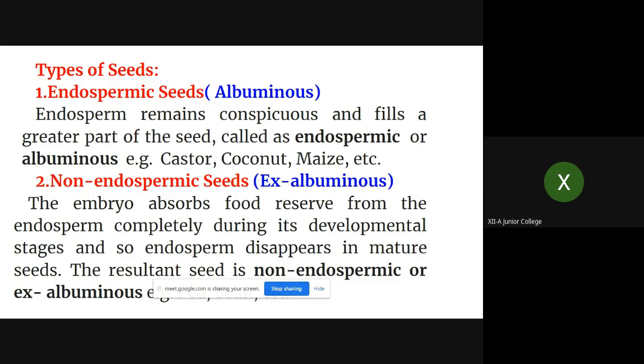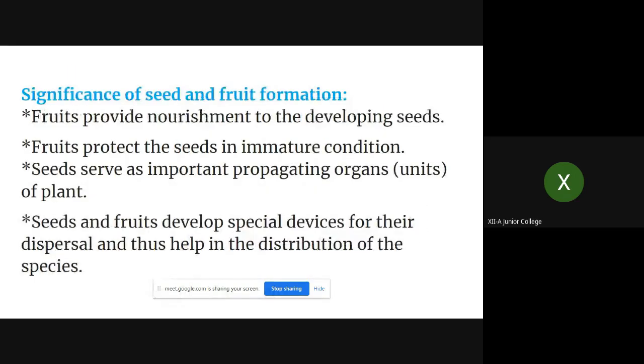Okay. Now, what is the significance of seed and fruit formation? Fruits provide nourishment to the developing seeds. Fruits protect the seeds in immature condition. Seeds are protected, and why? Because they are very important. Why are they important? Because they are the propagating organs.